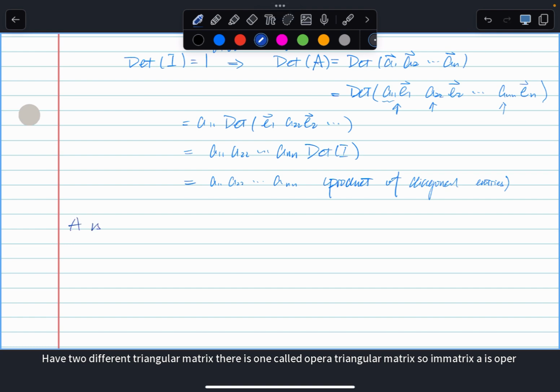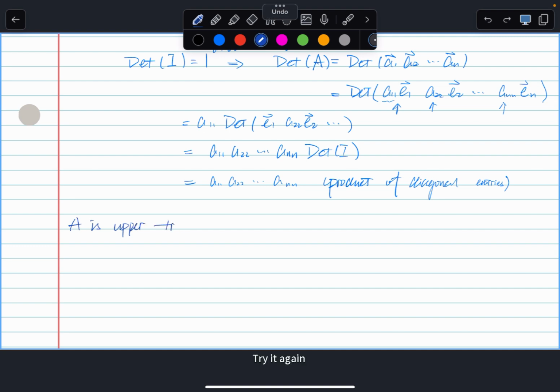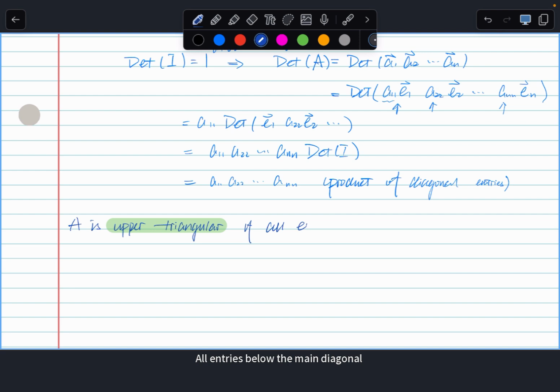So a matrix A is upper triangular if all entries below the main diagonal, so not including the diagonal, are zeros.